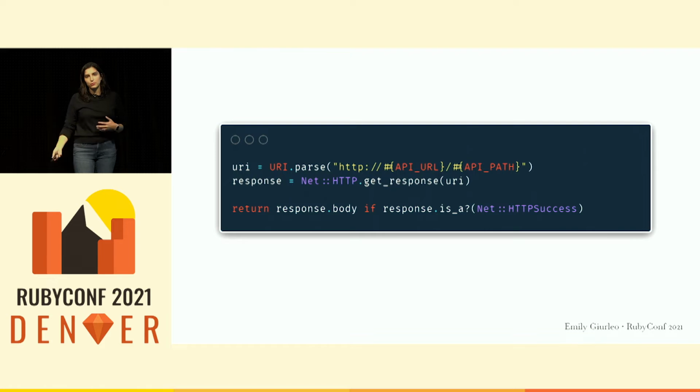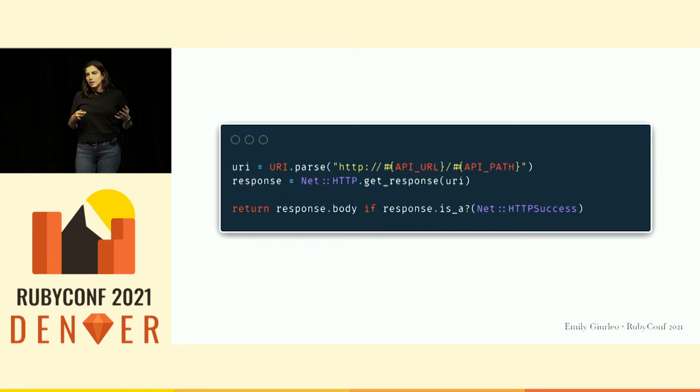Before we talk about how we might mock this, let's take a look at the code that I wrote to actually perform the network request. So first, I create a URI object, and this is just an object that specifies the address of the server that the API lives on. Then I use the net HTTP library, specifically the getResponse method, to perform the network request.